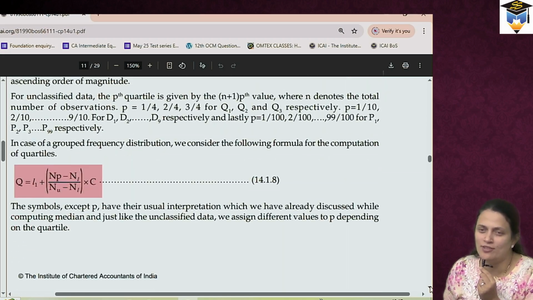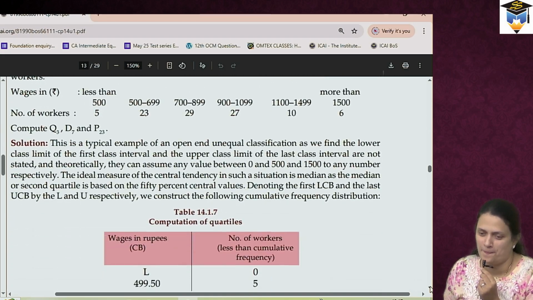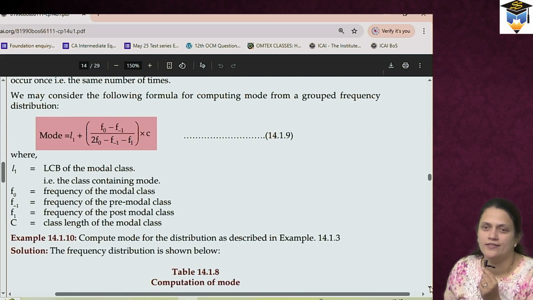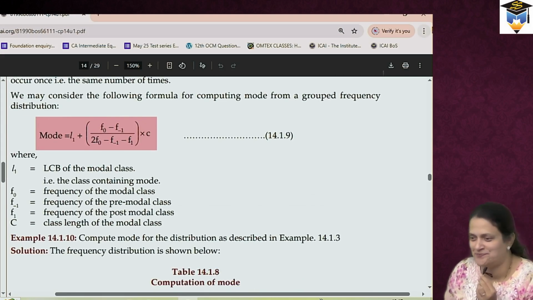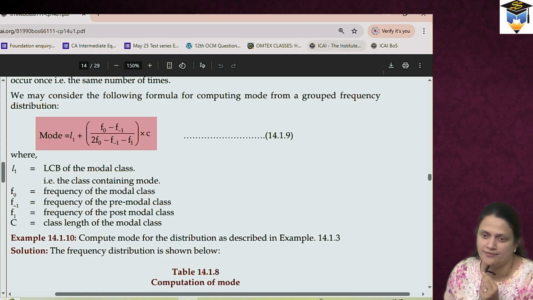So we will do this part also. 15 minutes are remaining. Let us do the median sums. Tomorrow is Sunday. Okay, so we will continue next week then. We'll stop here for today. Bye bye.